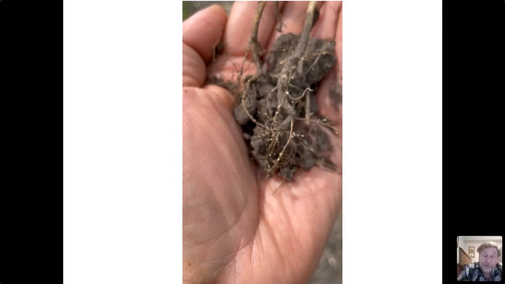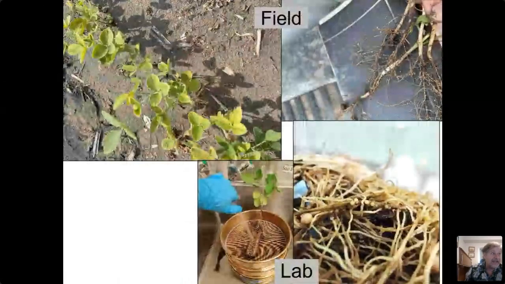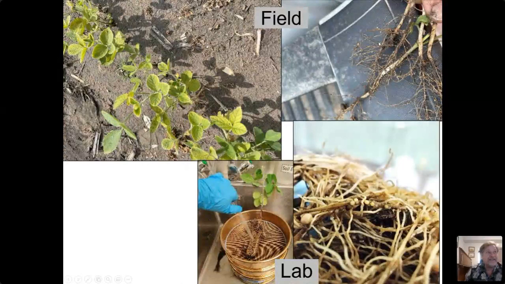Now this field was light textured soil, and we had very, very dry conditions this year. And so there's an overhead shot of those plants. You can see the chlorotic and really stunting. Here's the back of a truck bumper. You can see the roots with the cysts.